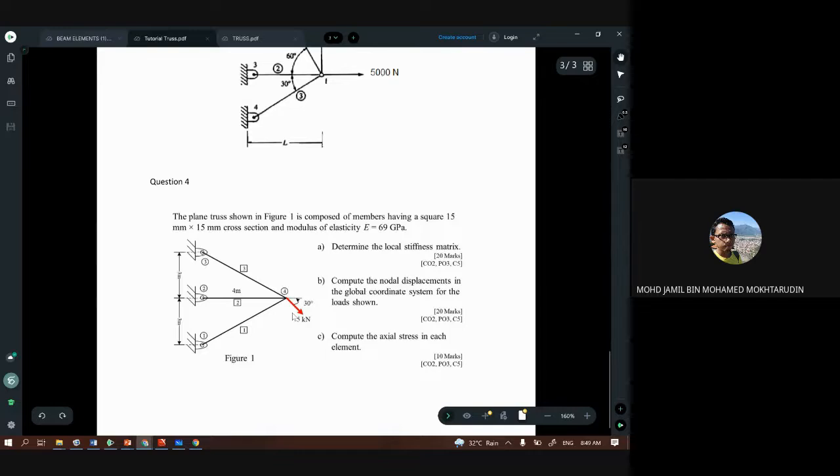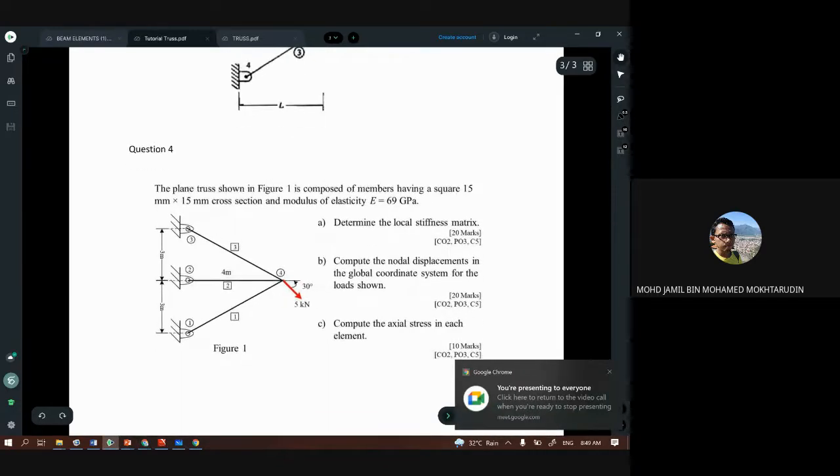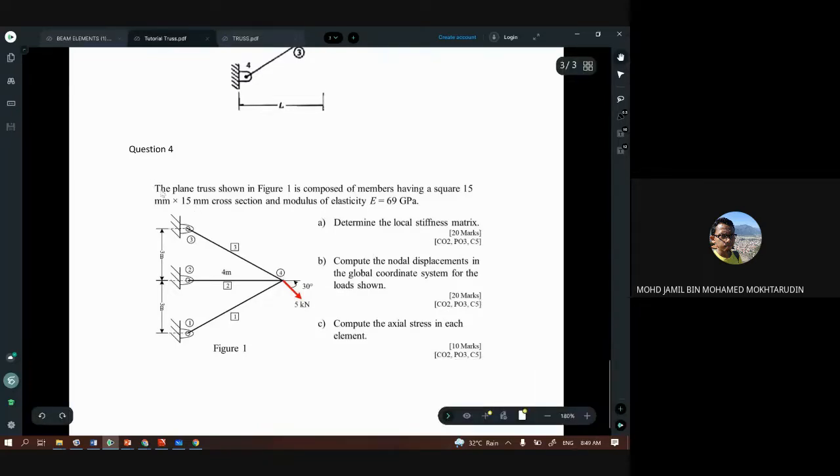Okay, so today we will discuss question number 4 from the tutorial on truss. The plane truss shown in figure 1 is composed of members having a square 15 millimeter times 15 millimeter cross section and modulus of elasticity E equals 69 gigapascal. All of the members have the same cross-sectional area and the same elasticity, so the difference between each element of the truss is the length.